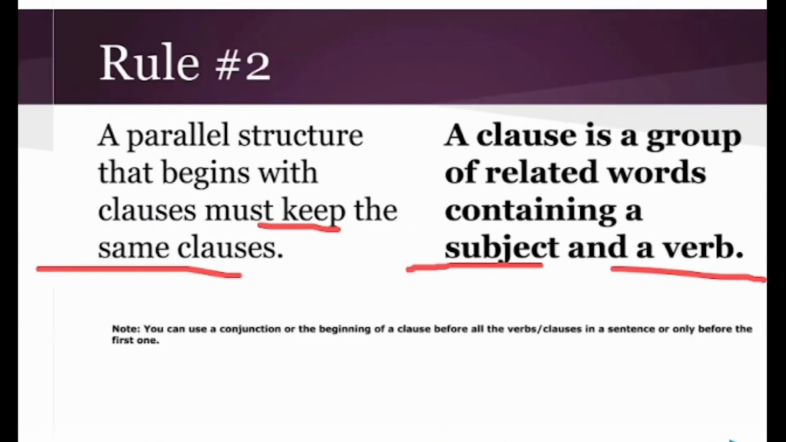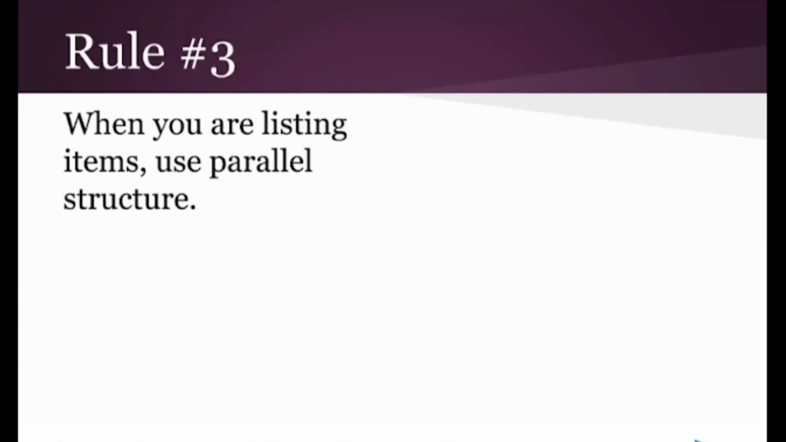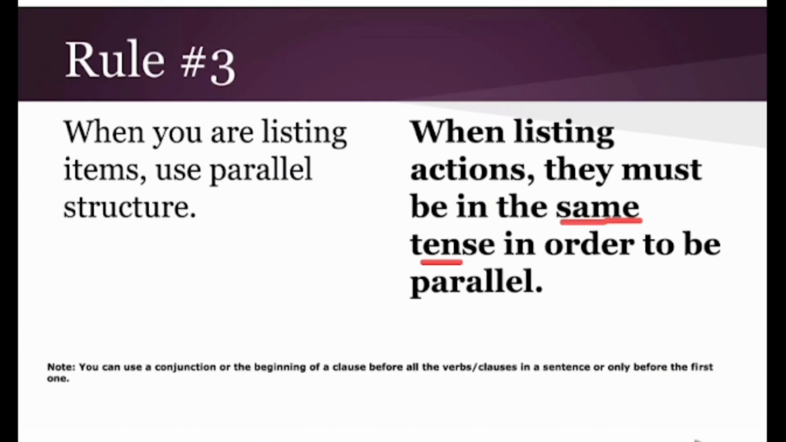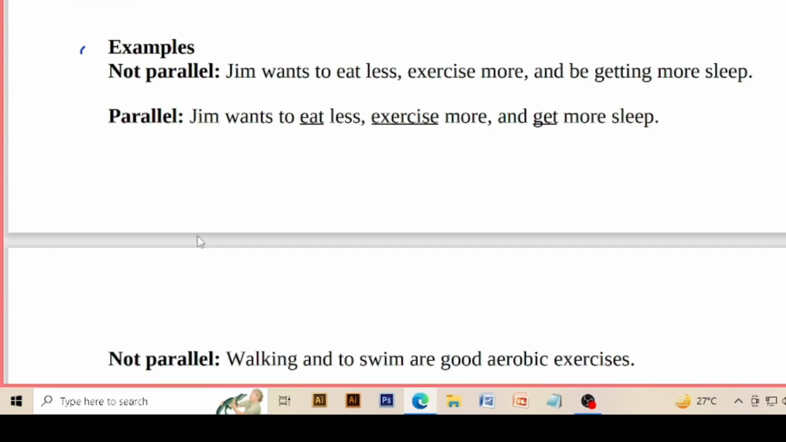Okay, rule number three theke bolche, when you are listing items, use parallel structure and they must be in the same tense in order to be parallel. Because parallel mane ki, they all are the same. So this was key parallel, the three rules in parallel structure sentences. So amra book theke aro example dekhi, kichu examples ache.